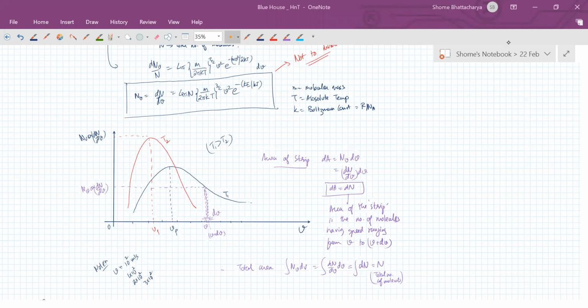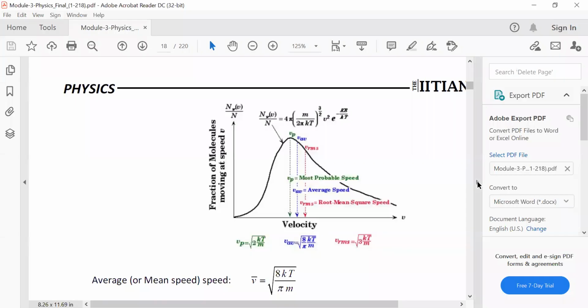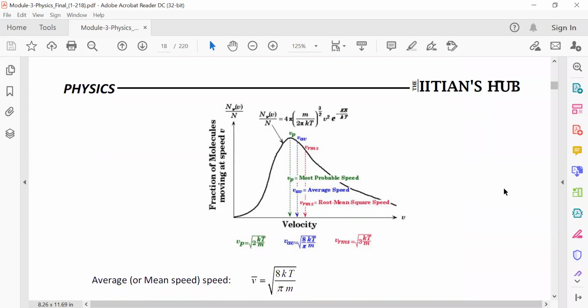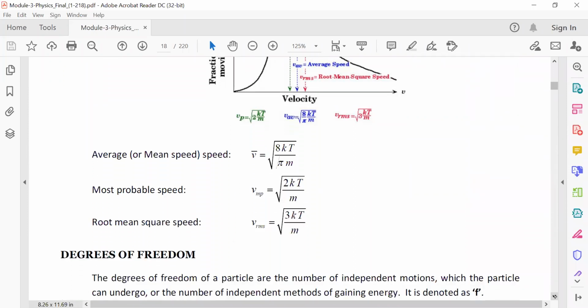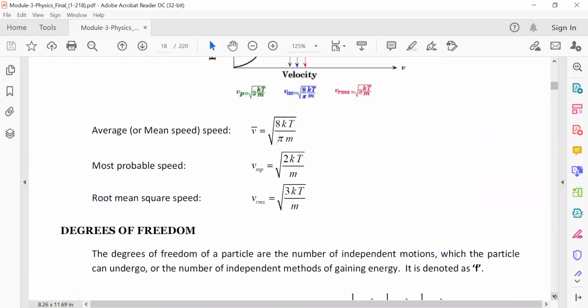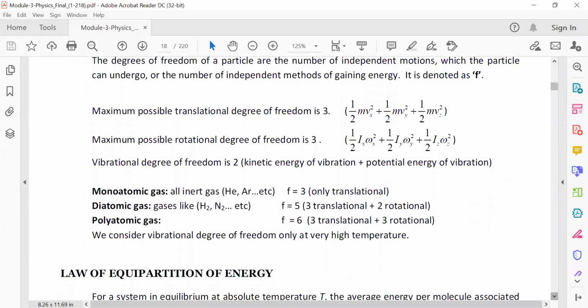Okay, very good. So one final look at the formulae. We'll just go back to the module once. Okay. So Maxwell's distribution curve is explained in the module. This is it. And the three formulae. Then of course degrees of freedom, equipartition of energy, all this is explained.